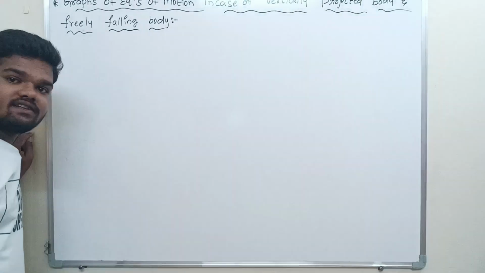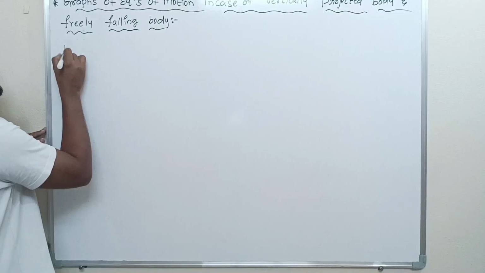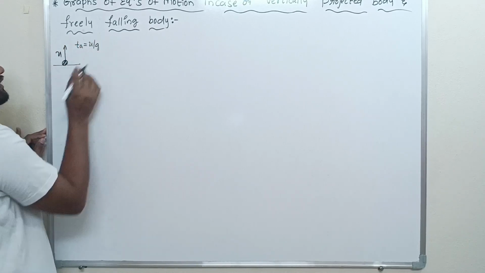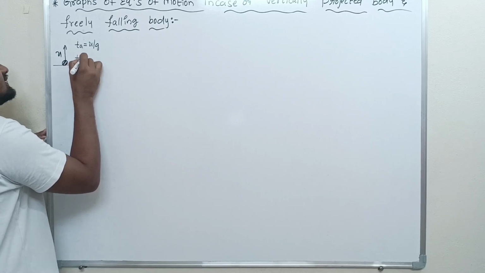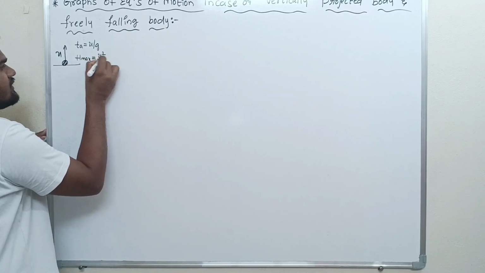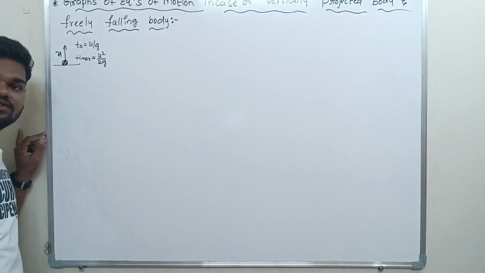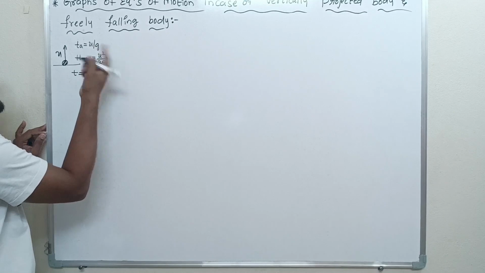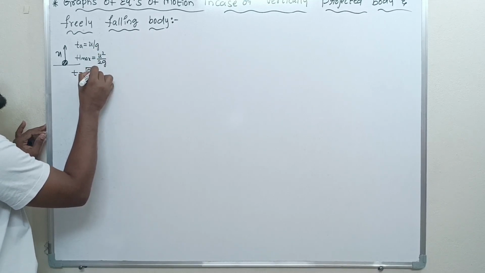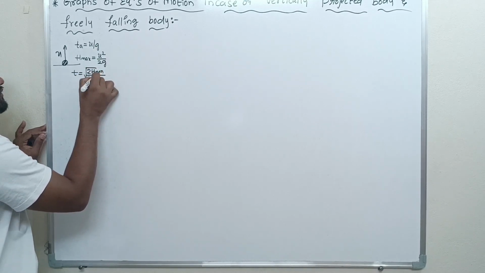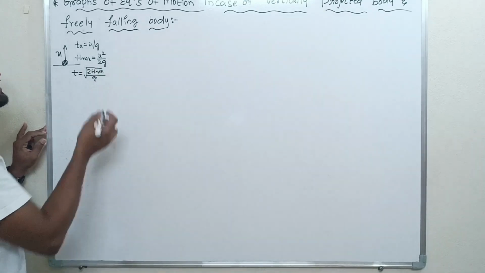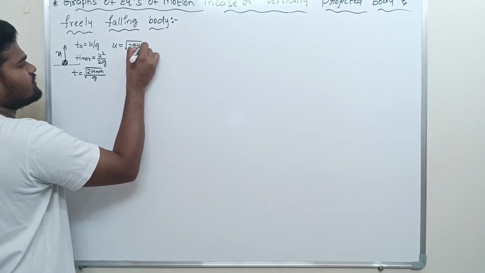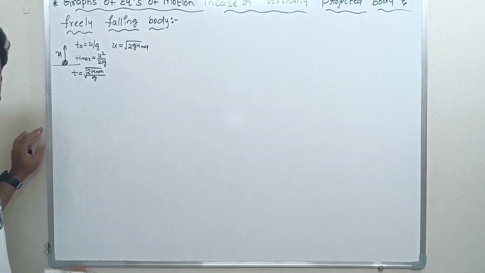Have a look. In case of upward projected body, what is the time of ascent? u by g. What is its maximum height? u square by 2g. And time in terms of height, we got t is equal to under root 2h maximum by g. And also we got u is equal to under root 2g h maximum.